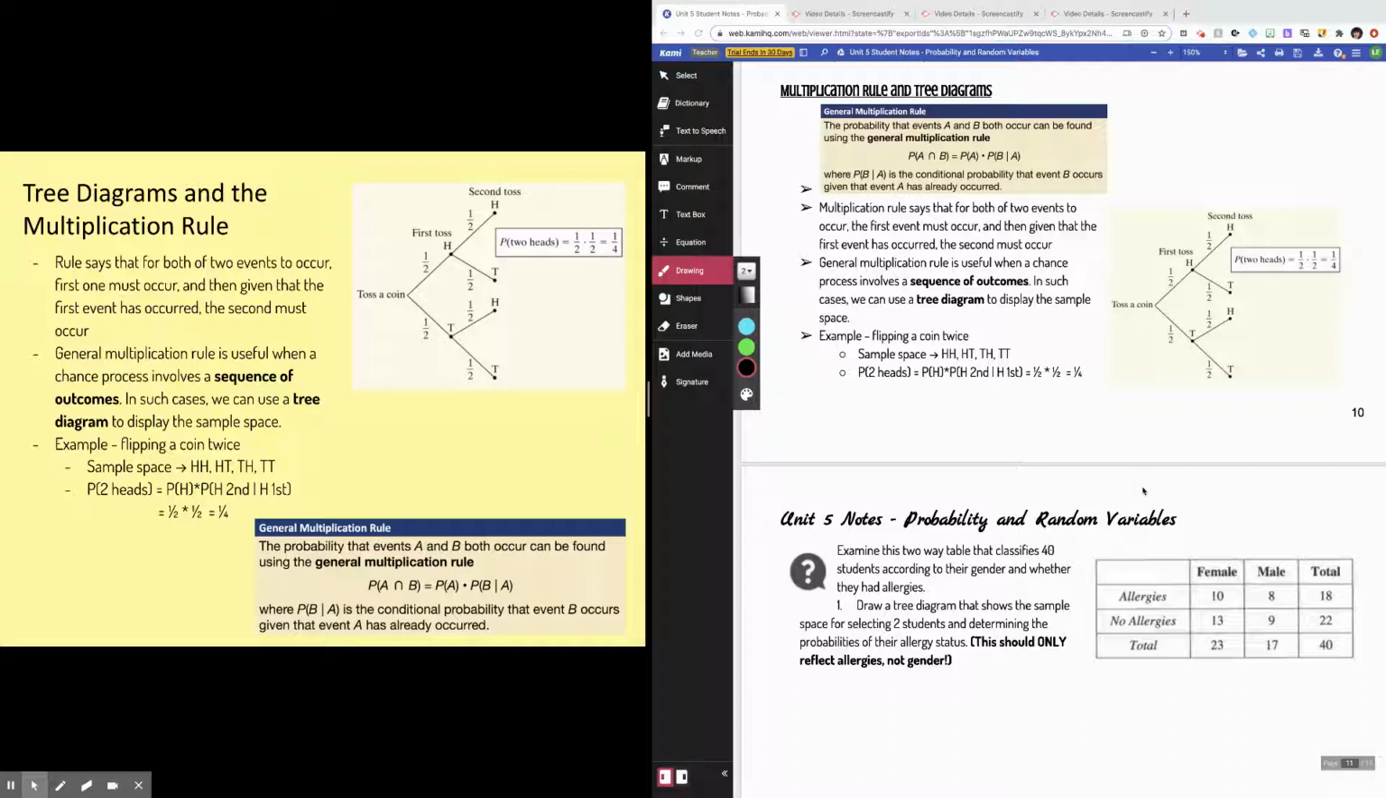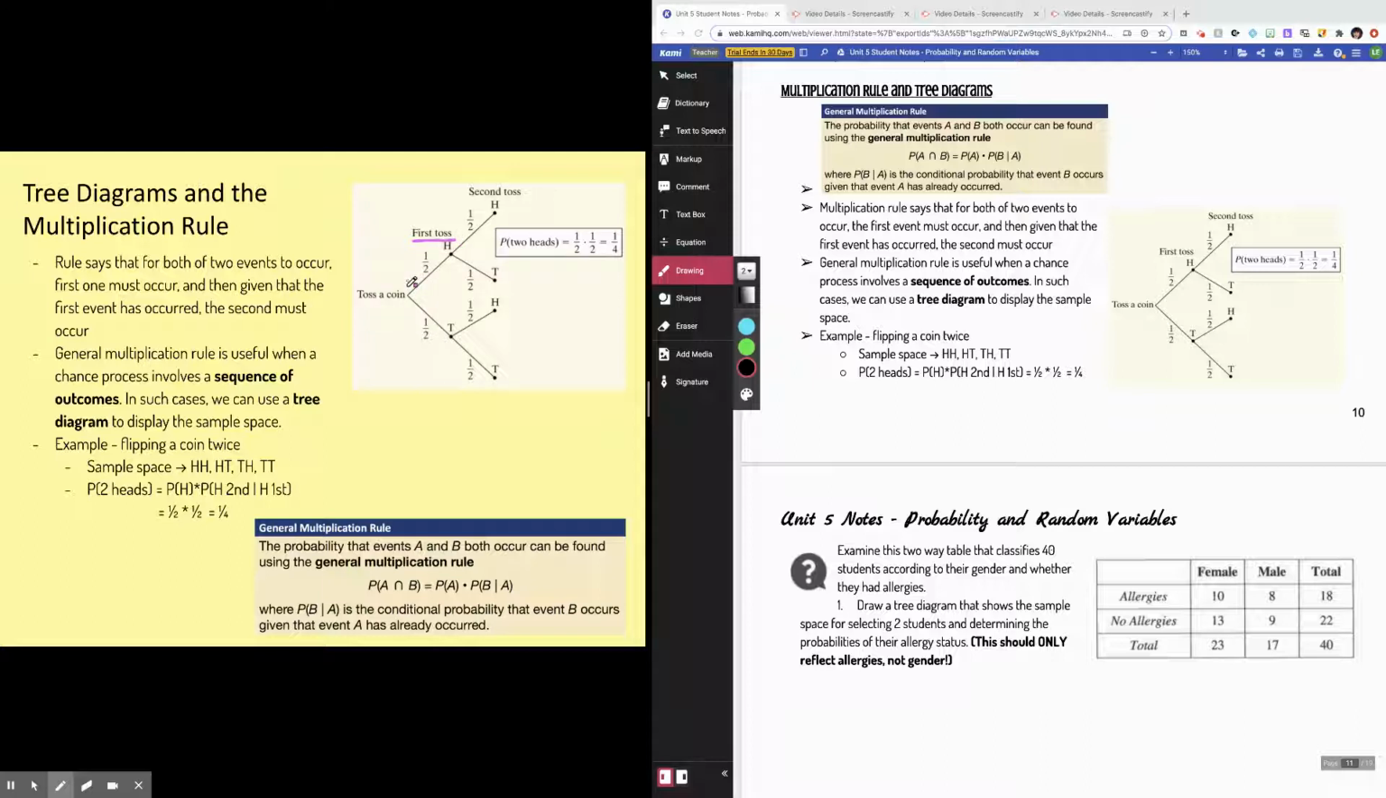Okay, so the multiplication rule states that for both of two events to occur, the first event occurs, right? So that's the general multiplication rule, probability of A. Then the second event must occur, given that we already knew the first one occurred. Okay, so what this is useful for, like I mentioned a minute ago, is when you have a series of events that are happening, and a tree diagram helps you visualize those series of events, right? So you start with your first event, which in my example here, we're tossing a coin. So my first event is the first toss of the coin, right?